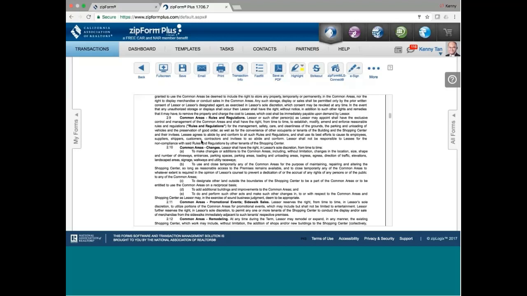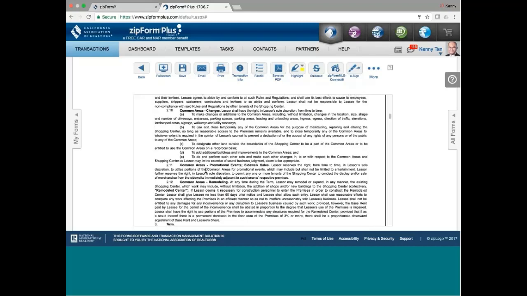So if they want to make certain changes regarding the driveways, entrances, parking spaces, they have the right to do that. Okay? That is something that they always have the right to do.